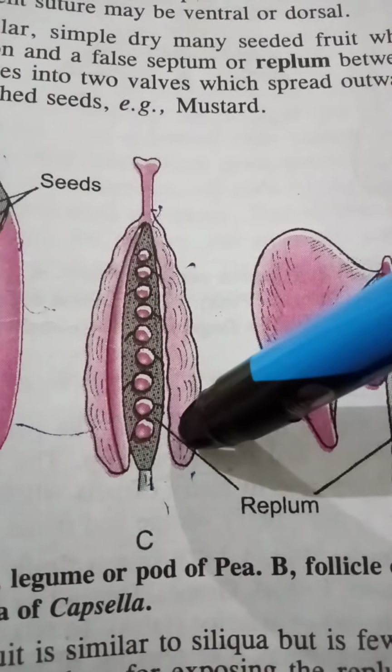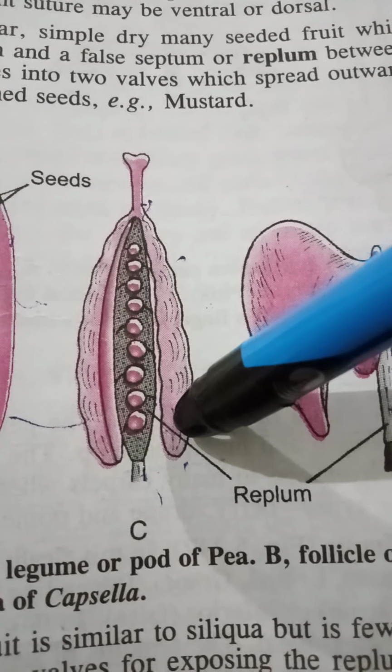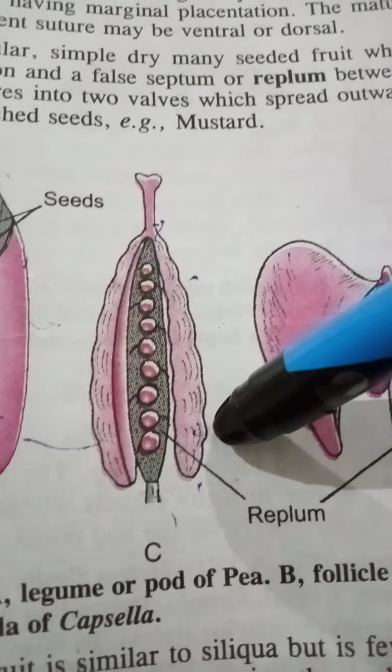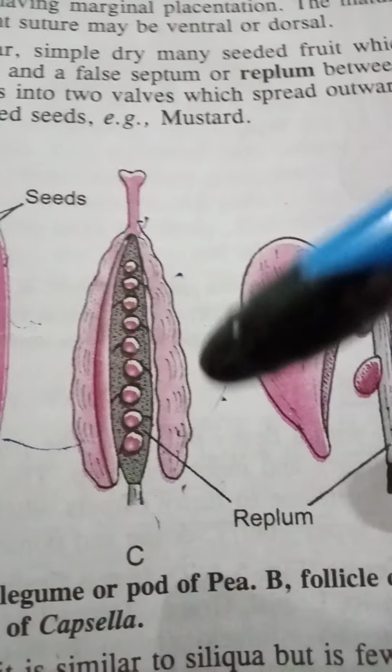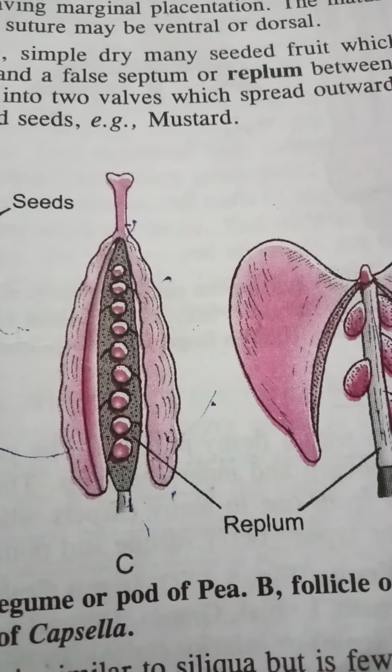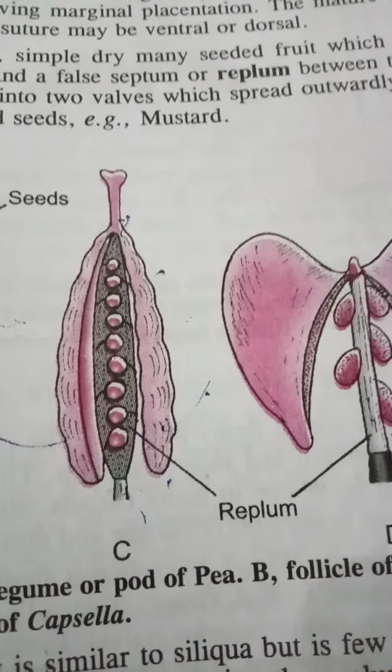Third one is the siliqua. Siliqua is a bilocular, simple dry fruit, many-seeded. It is observed in case of mustard. When mature, the fruit dehisces by both the sutures.